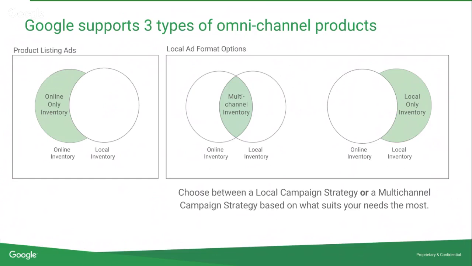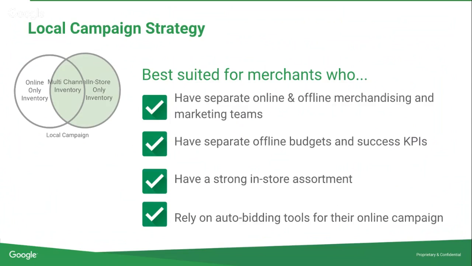It's worth taking a step back and really thinking about what the retailer's needs are and what suits that retailer the most. So moving forward, the local campaign strategy is best suited for merchants who have separate online and offline merchandising and marketing teams. They have separate offline budgets and success KPIs. They have a strong in-store assortment. And again, we'd recommend a separate local campaign strategy if they rely on auto bidding tools for their online campaign.